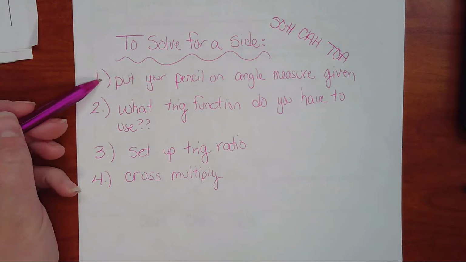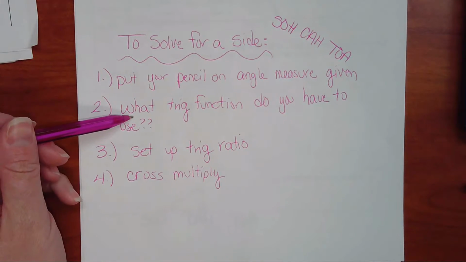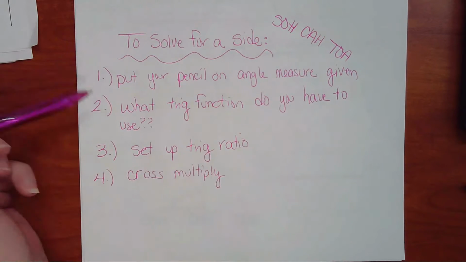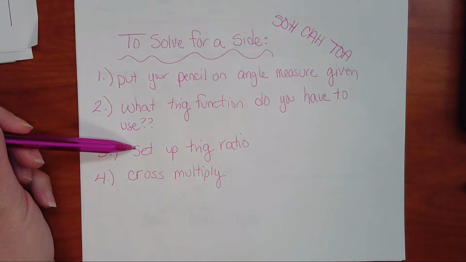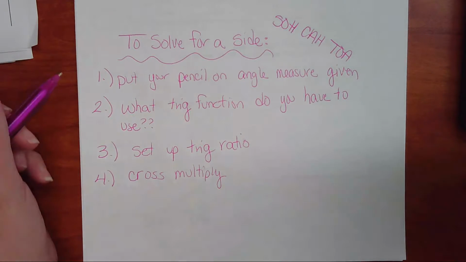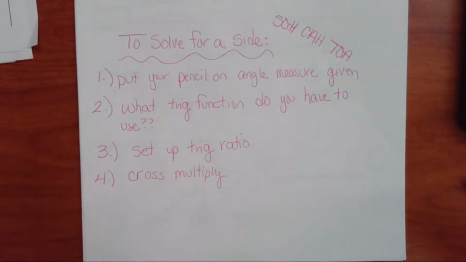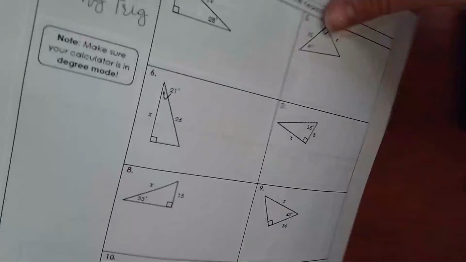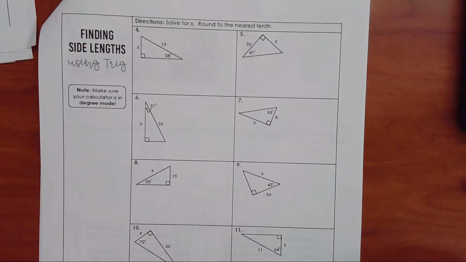So pencil on the angle, figure out which trig function, sine, cosine, or tangent, set up the actual trig ratio using the angle and the sides, and then cross multiply. And cross multiplying is where you're going to need your calculator. So here are a couple of examples. We're going to walk through a decent amount of them. If you start to catch on, you can fast forward.